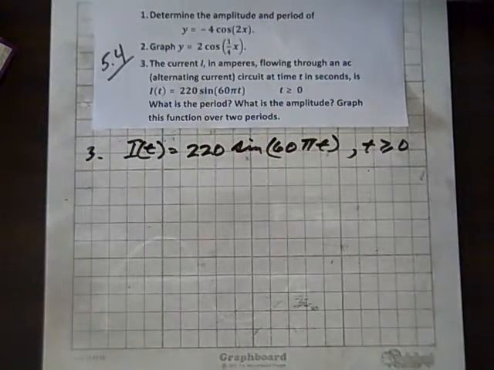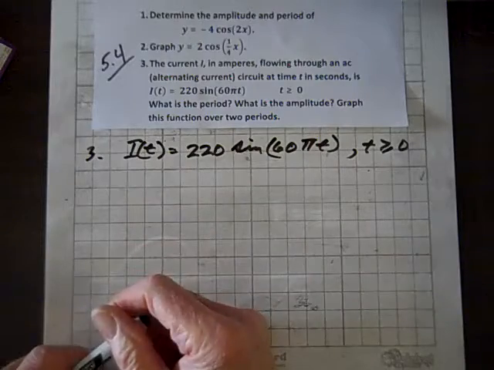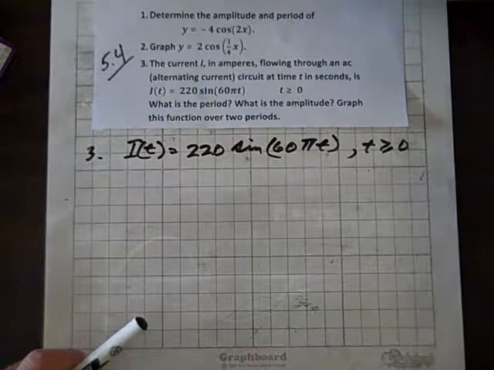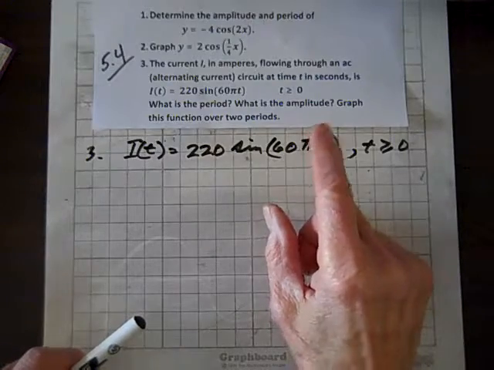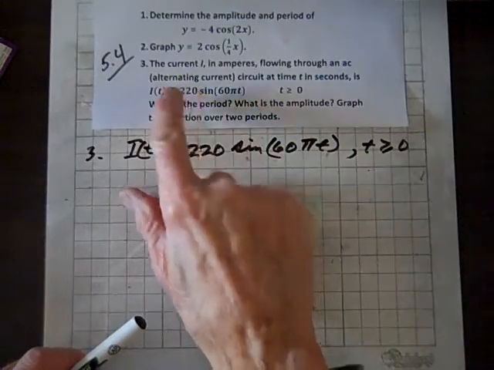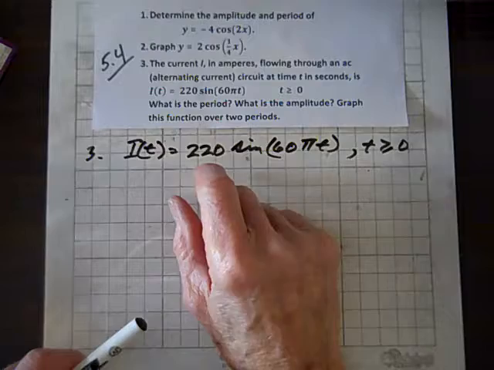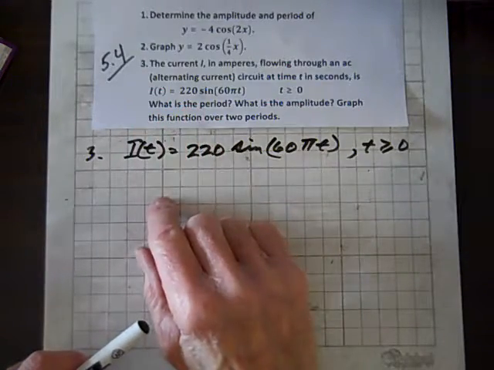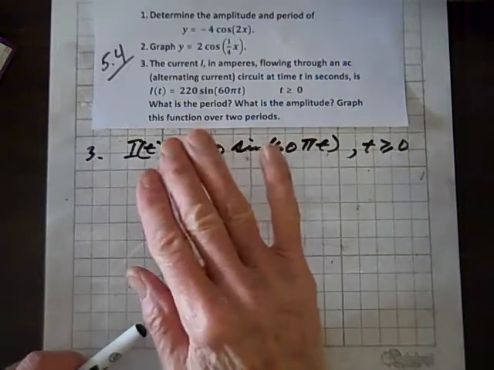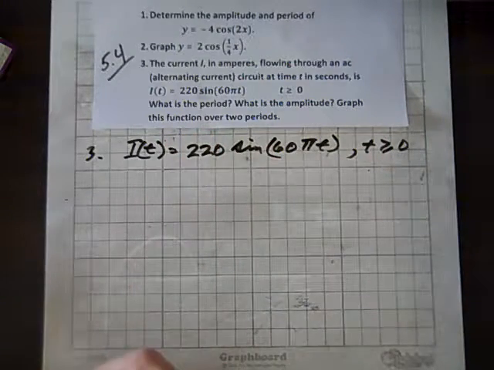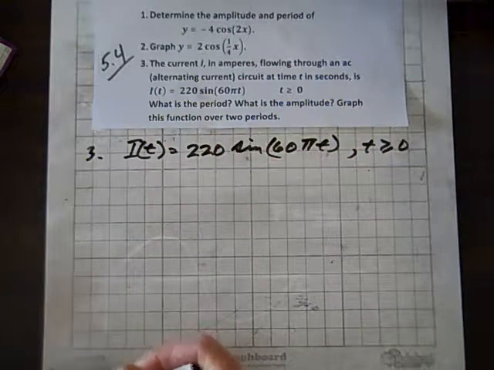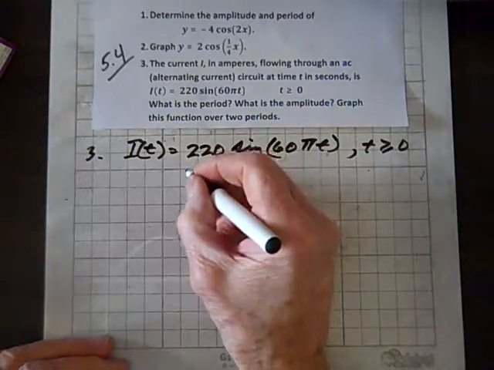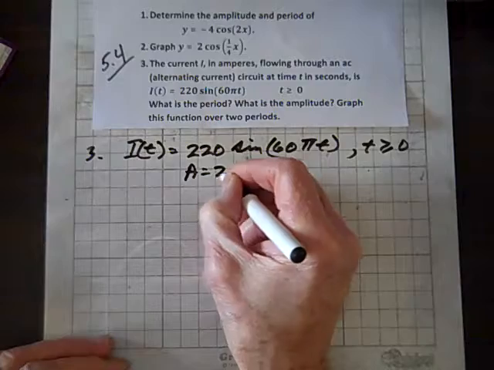Well, now we've got question 3, and the current I in amperes flowing through an AC circuit, alternating current, at time t in seconds is given by this equation. And what's the period, what's the amplitude, and graph the function over 2 periods. Oh, graph it over 2 periods? Okay. Anyhow, so the amplitude is 220.